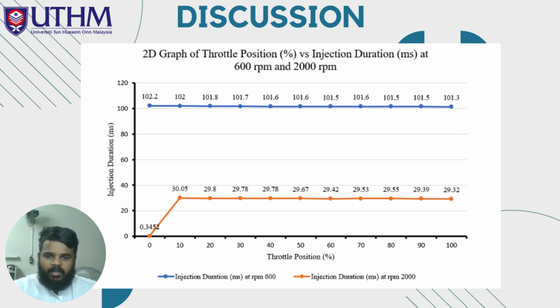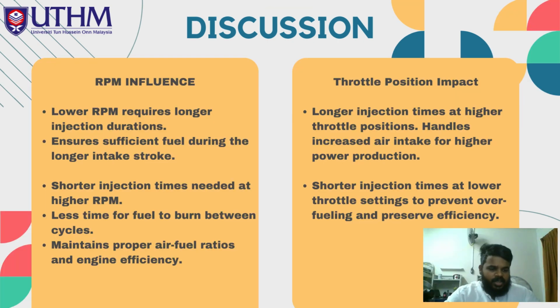Good day. I'll be explaining about the discussion for our project. The above diagram shows the comparison for higher RPM and lower RPM for the injection duration versus the throttle position. The injection duration in an internal combustion engine is crucial for fuel delivery, influenced by factors like RPM and throttle position sensor readings.